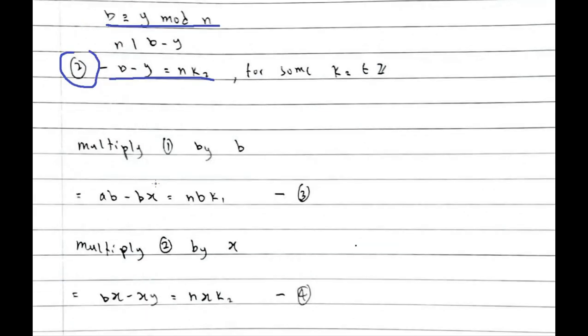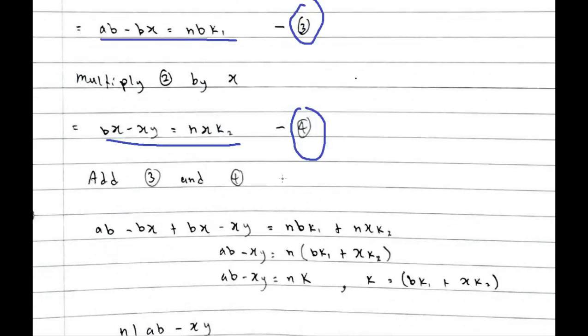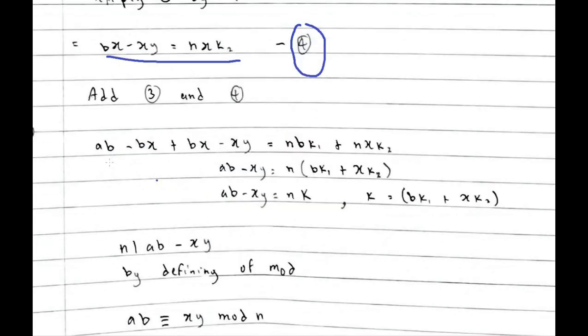So we multiply the first equation by b, so we get this. Okay, so after that we multiply the second equation by x, so we get this. So this we'll assume as the third equation and fourth equation. So we add these two equations, which is add equation 3 and 4.